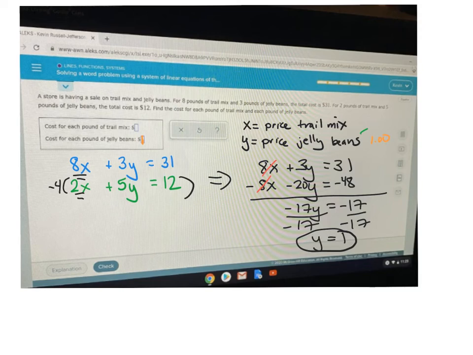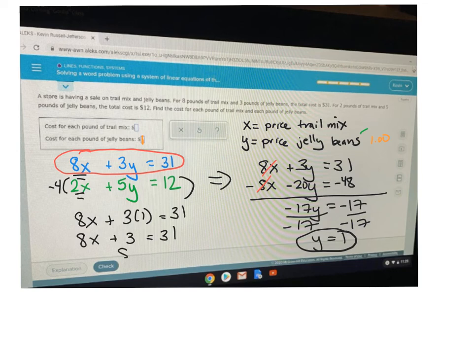So now we have to find the price of the trail mix. Well, there's lots of ways to do it, but we have two equations over here, so I'm just going to pick one of the equations. I'm going to pick this one, just for whatever. So I'll do 8x plus 3 times 1, because we know y is 1 now, equals 31. So 8x plus 3 equals 31.